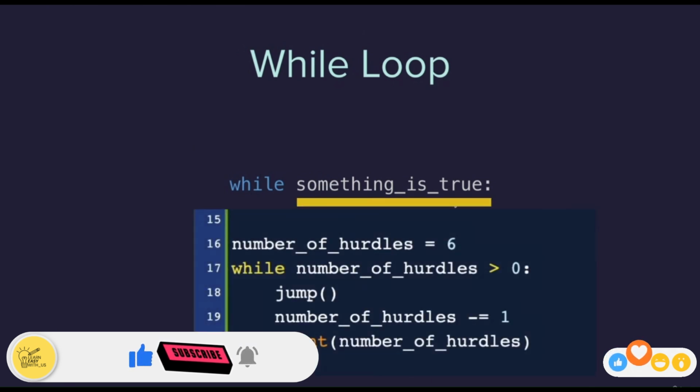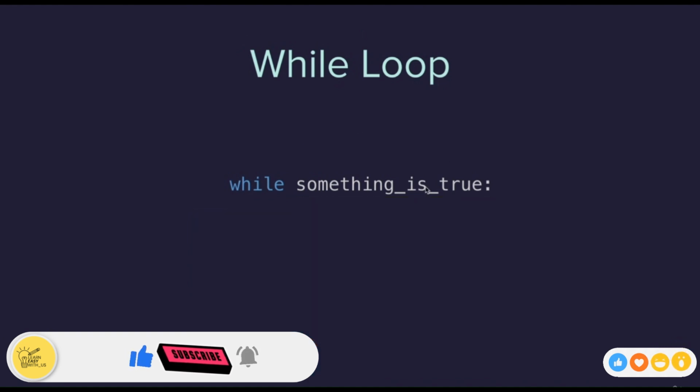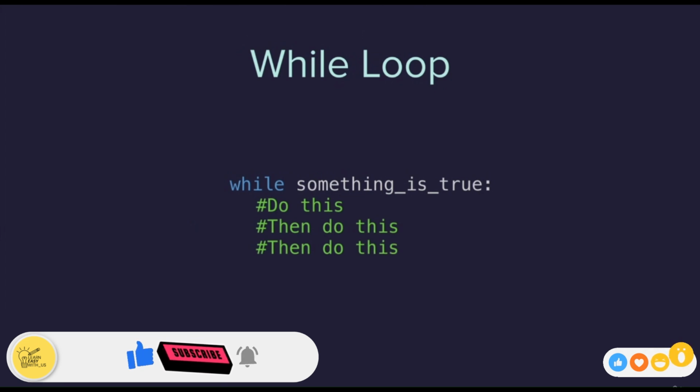So previously you saw it was number of hurdles being greater than 0, and whenever that condition is true, then it's going to look inside the while loop at the indented lines of code to carry out those instructions, to do this, then do this, then do this, and finally when it gets to the end of the while loop, it comes back to the beginning and tests this condition again. And if it's still true, then it's going to go through and loop and loop and loop until this condition becomes false, at which point it ends and exits the while loop.